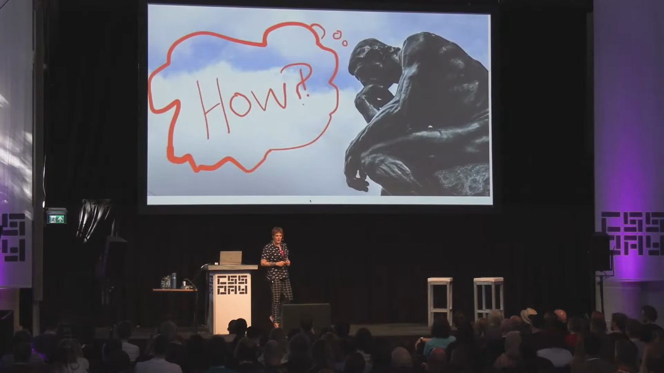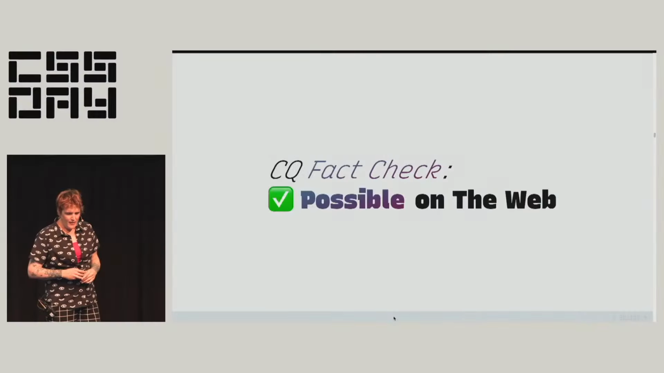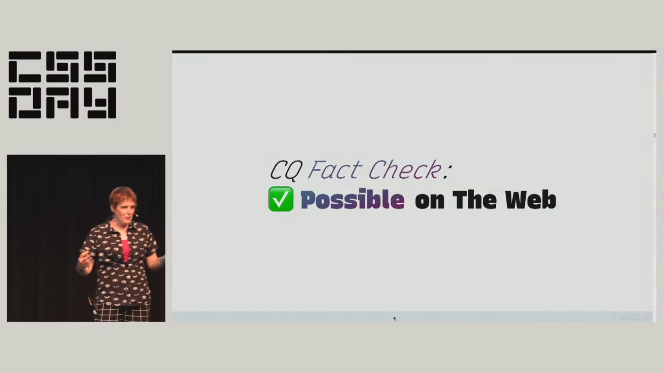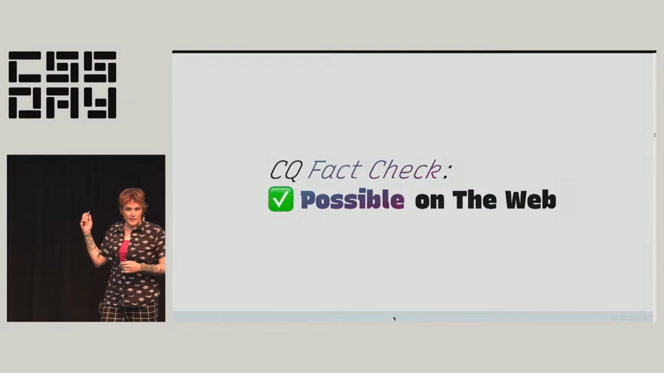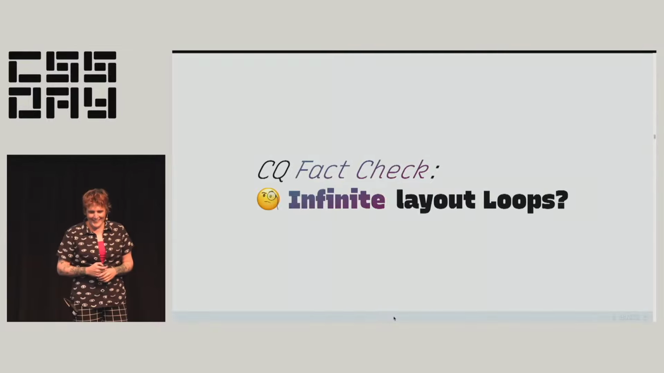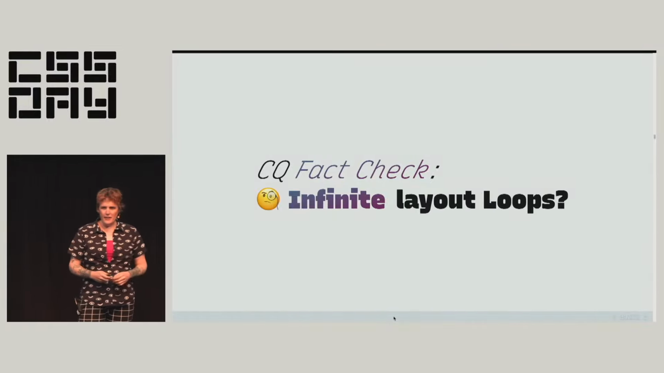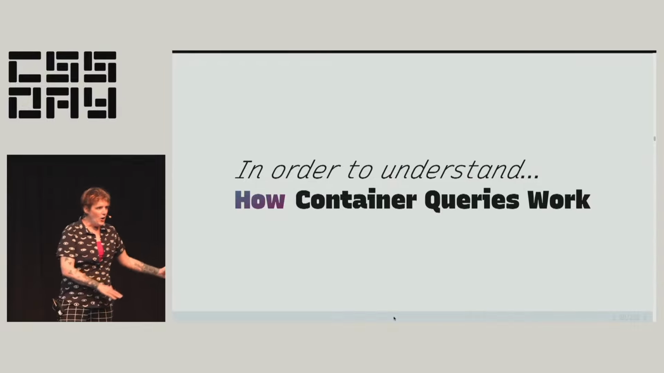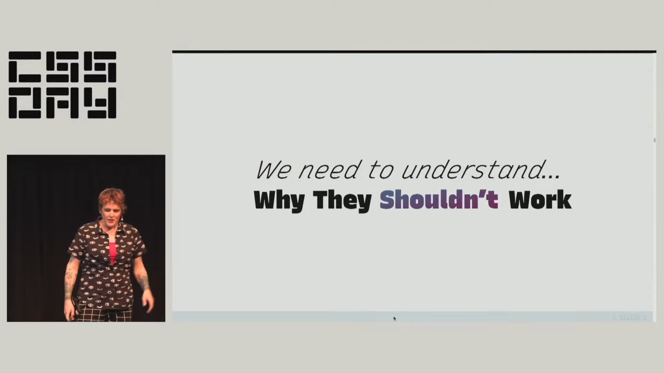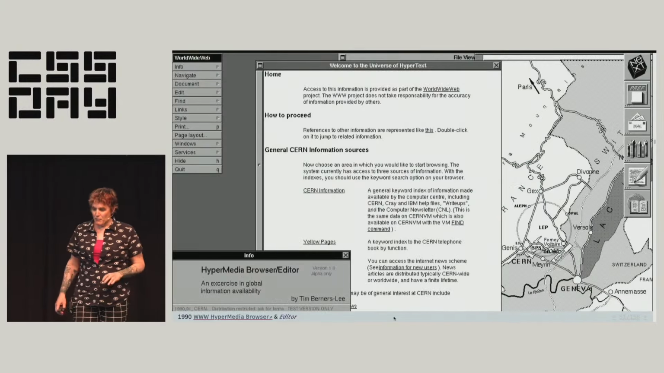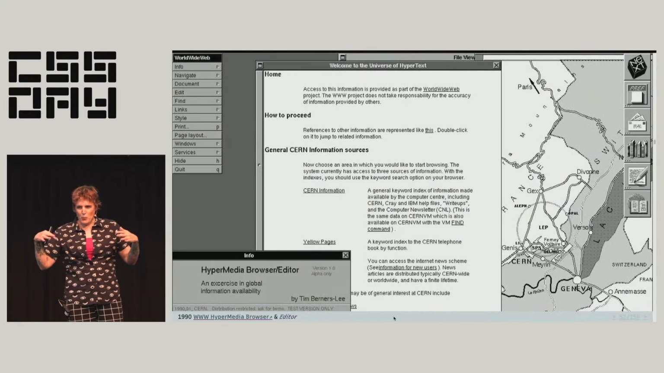So how did we get here? Why does it work when it shouldn't work? Clearly, to fact check past Tab and everyone else, including me, clearly container queries are possible on the web, we think. But what about those infinite layout loops? Why are they not a problem? In order to understand how container queries work, which we'll get to, we have to understand why they shouldn't work. And they shouldn't. And this goes the whole way back to the beginning of the web.